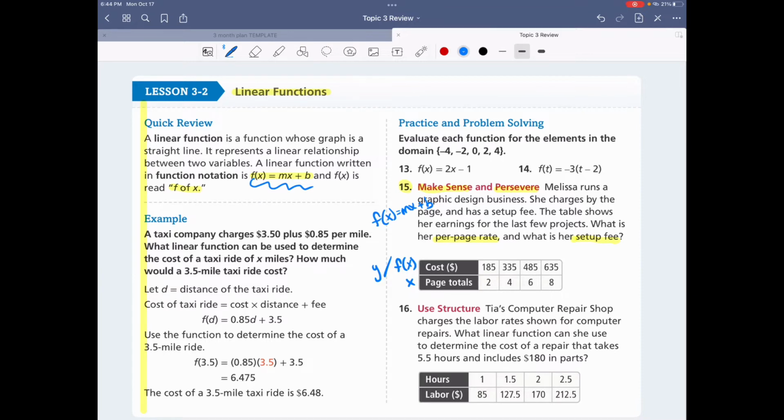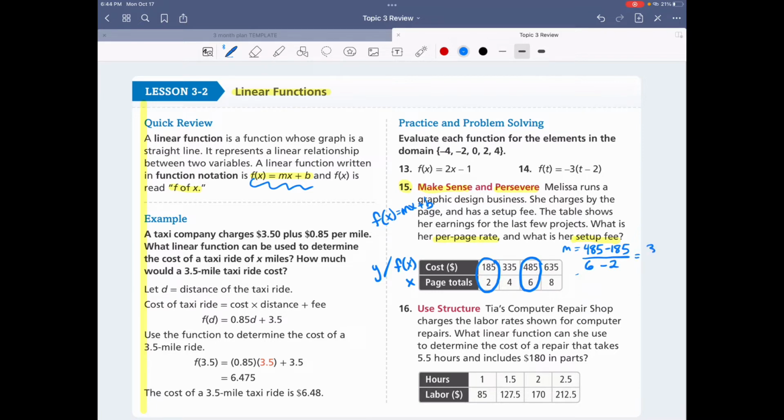First thing we need to do is figure out the slope. The slope is the change in y over the change in x. I'm going to choose these 2 points just because the subtraction is a little easier. So the y values, and like I said, this table's backwards from what it normally would be. It would normally have pages on the top and cost on the bottom. But we put the y, or the f of x, on top, change in y over change in x.